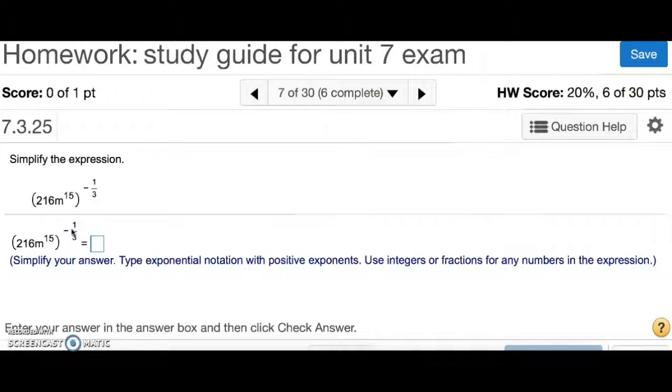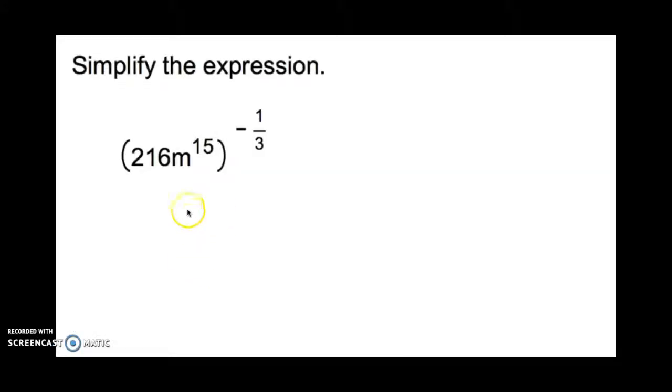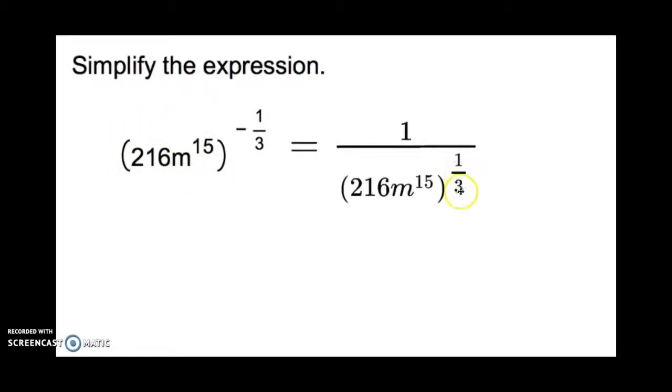Okay, number 7, it is asking you to simplify the expression and to type this in exponential notation with positive exponents. So let's take a closer look at it. The first thing I notice is that I have a negative exponent. So let's make that positive by rewriting all of this underneath 1 and making the exponent positive.